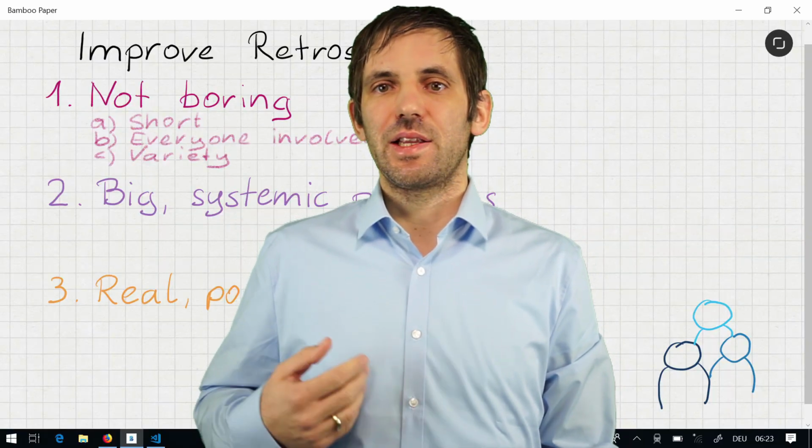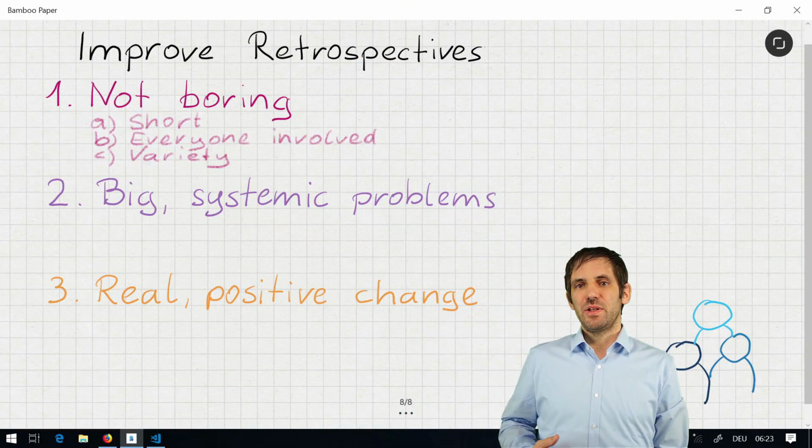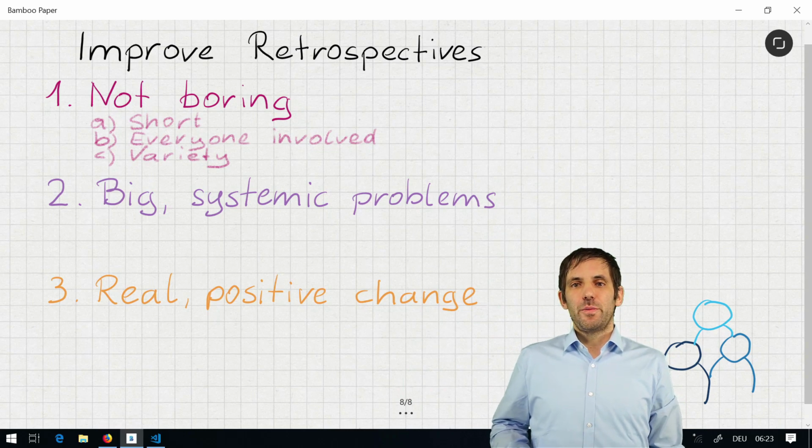But even if your retrospectives are not boring, and if everyone is involved, the time will still be wasted when they do not tackle the big problems that the team is facing right now, or when you spend most of the time finding out whom to blame.